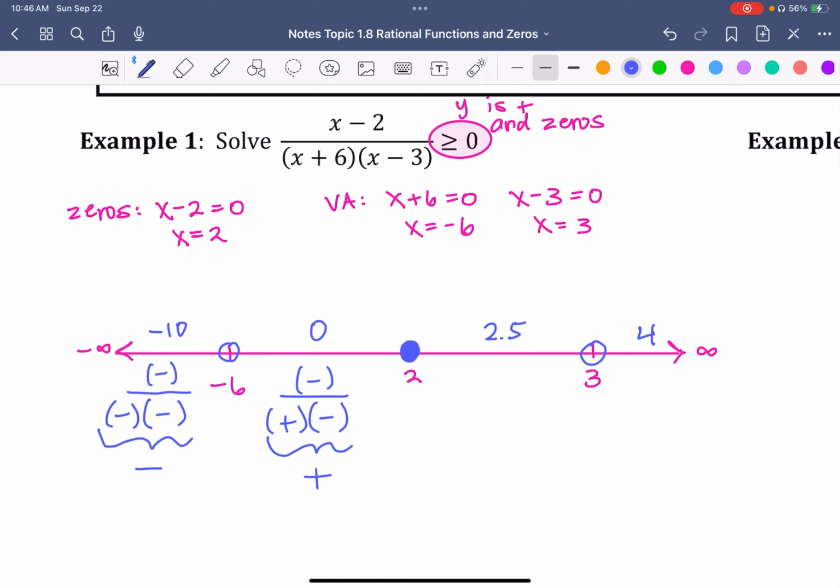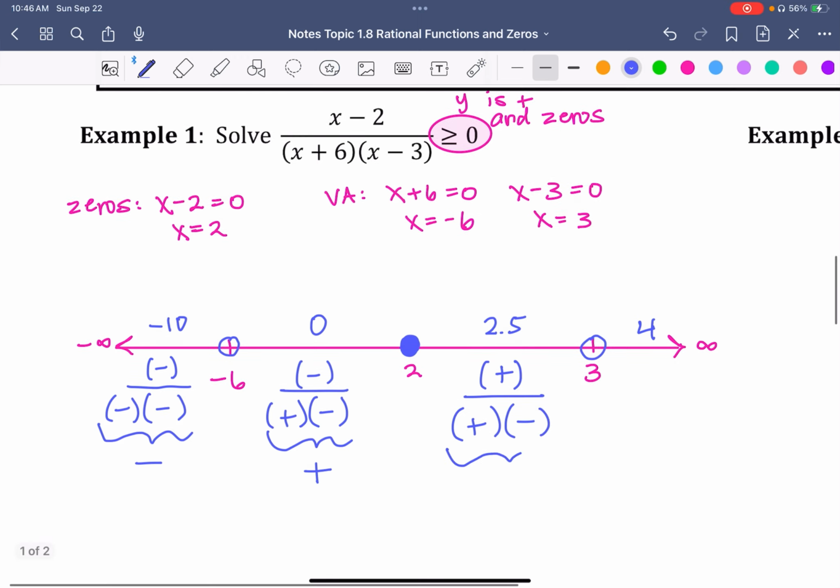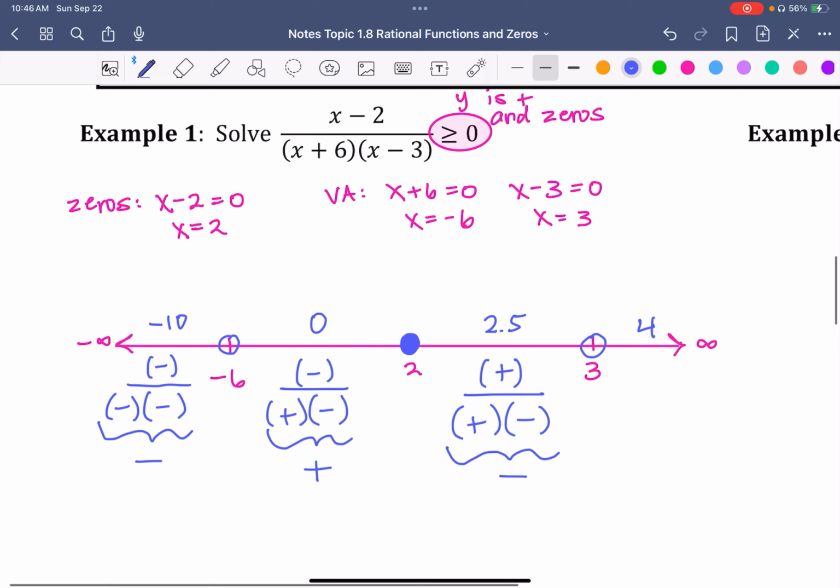Okay, 2.5 minus 2, that would be a positive 0.5. 2.5 plus 6 would be 8.5. That's another positive. And 2.5 minus 3, that would be negative half. So I have an odd number of negatives this time because there was only one. So this interval will be negative.